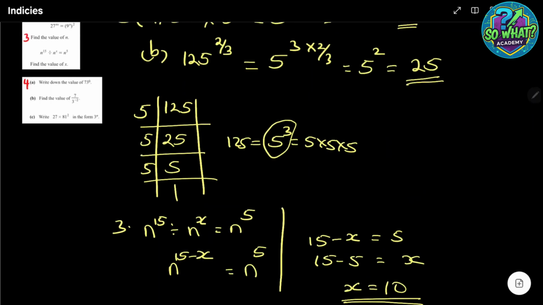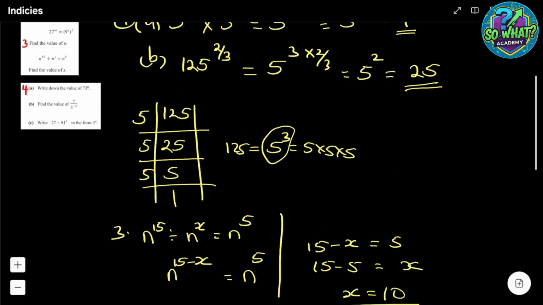Lastly, number 4. Number 4 is your assignment really. Now make sure you do it and it comes out. I'll just give you some simple hints. For part A, write down the value of 73 power 0. We already know what any number to the power 0 is.